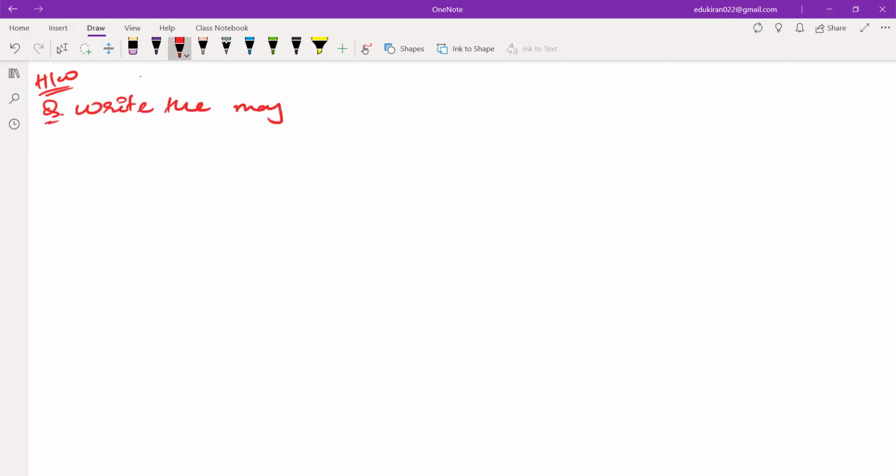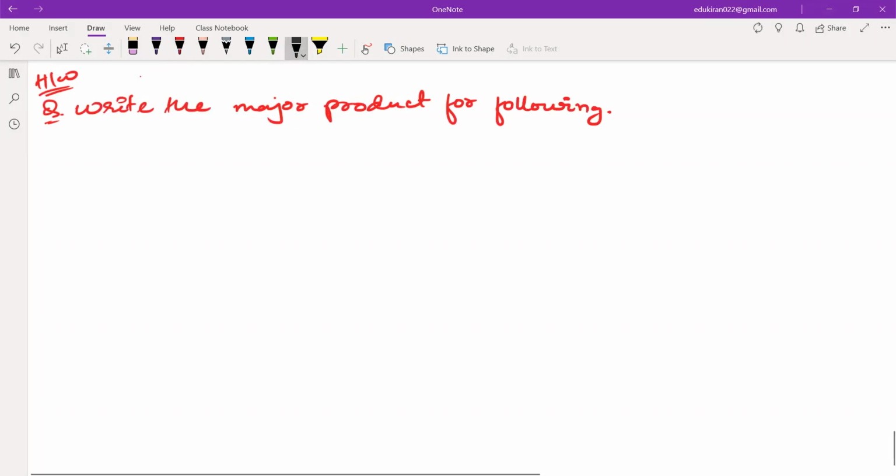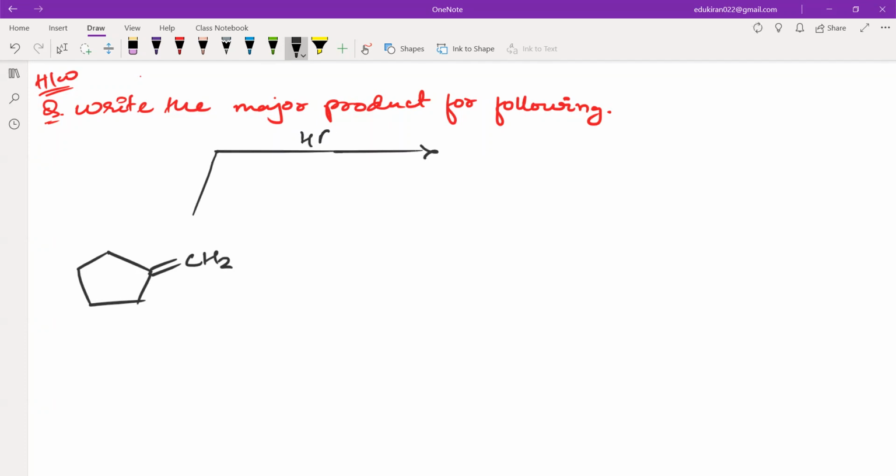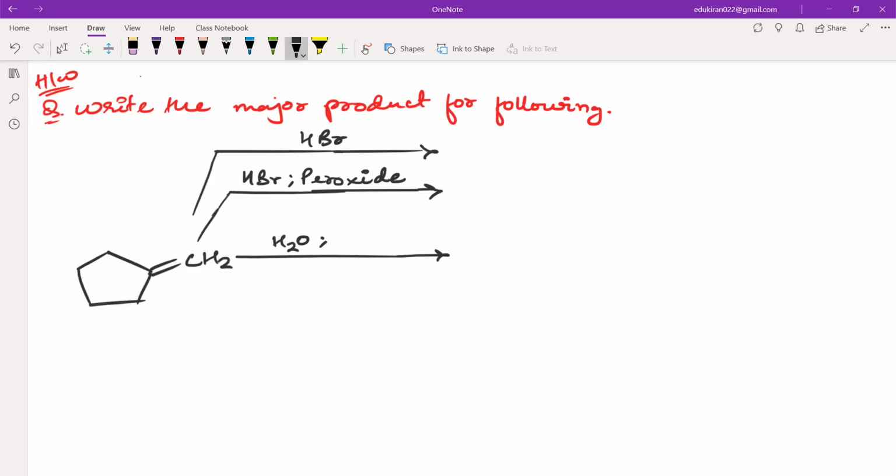Write the major product of the following. I'm going to use only one reactant that I will treat with different reagents. CH2. I'm going to treat this with, first of all, simple HBr. Secondly, I will treat this with HBr in the presence of peroxide. Next, I'm going to treat this with H2O in the presence of H plus.